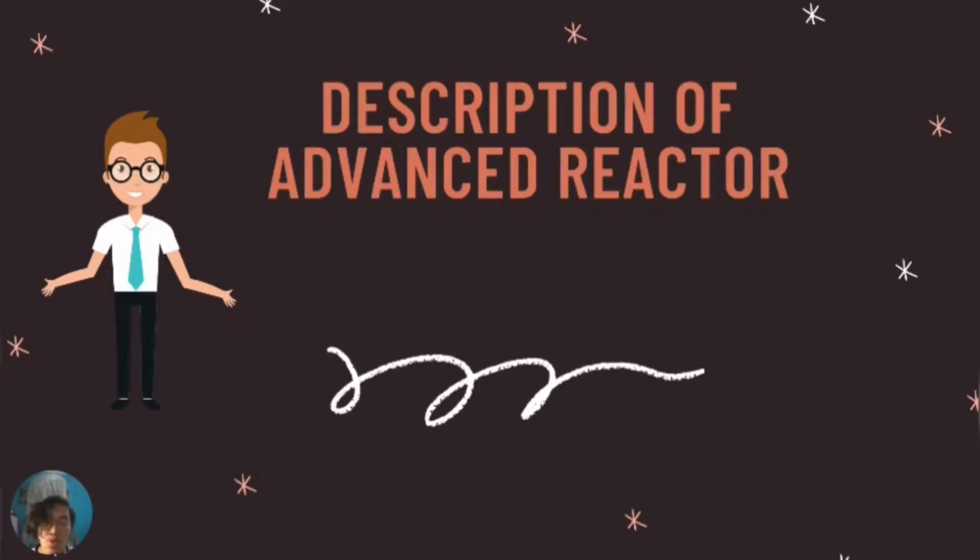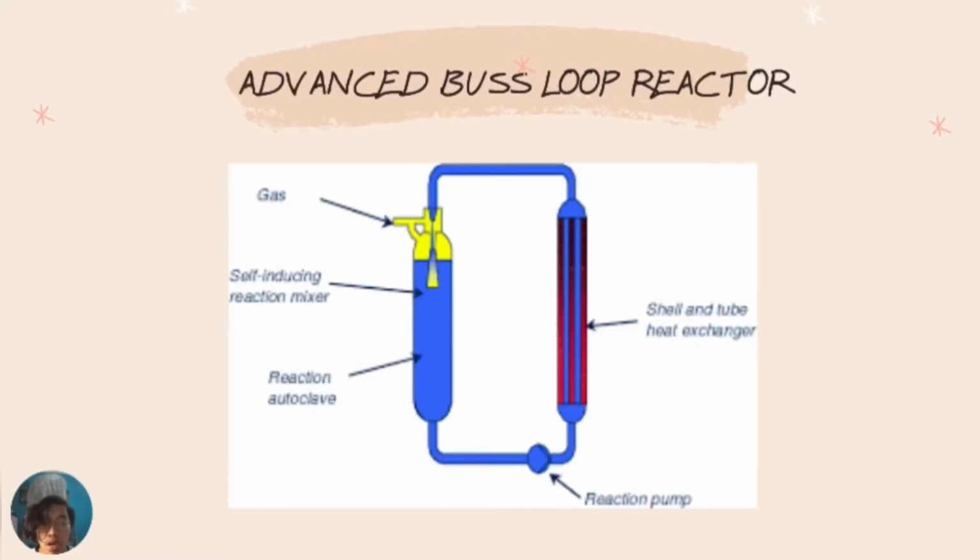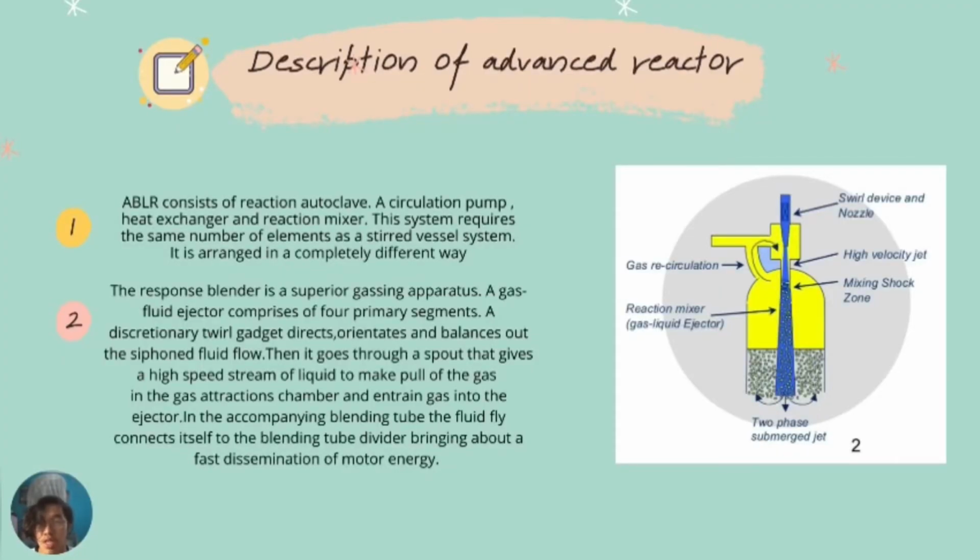Alright, so we go to the description, which is that it has a reaction mixer, a reaction vessel, an external heat exchanger, and lastly a circulation pump. So, each one: the reaction mixer functions as a high performance gassing tool. It is to stabilize the pumped liquid flow through a nozzle that has a high velocity jet.